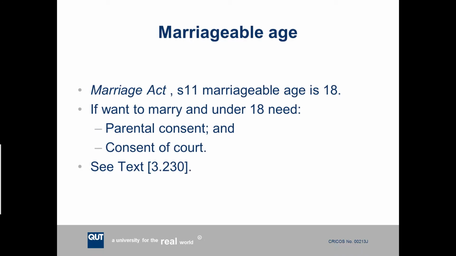Now, under the Marriage Act, which is the act that is relevant to marriage, Marriage Act 1961, being a Commonwealth Act, the marriageable age is 18. However, if people want to marry and they're under 18, they can obtain both parental consent and the consent of the court. If they can't obtain parental consent, they can ask the court to give consent in its place.